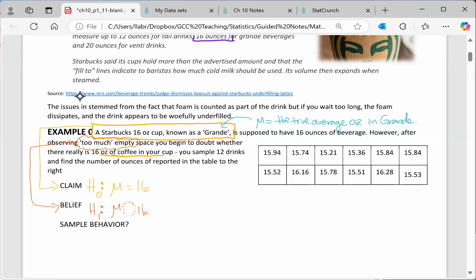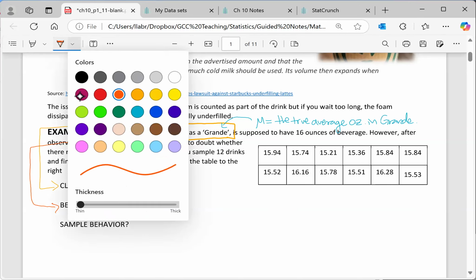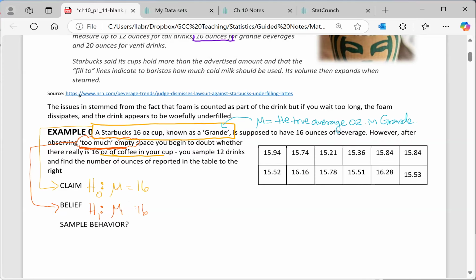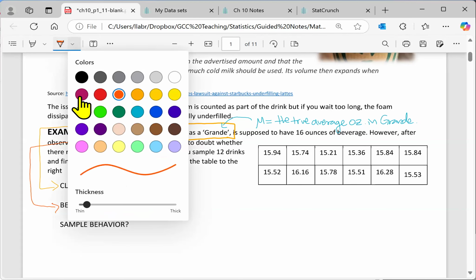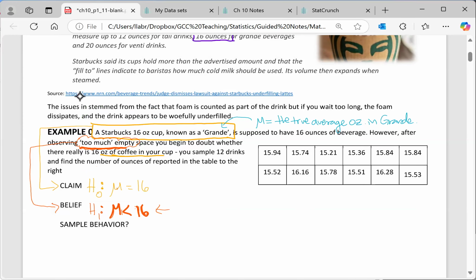Now, your belief is going to fill in this empty circle here in the middle. So what do you think is true? Starbucks says that the mean is 16. But again, we don't feel that that's true. We actually feel that there's too much empty space, which means that we don't think there really is 16 ounces on average. We think that this is smaller. So what we think is true, and again, that's because there's too much empty space, is that mu is in fact less than 16. That's what we believe. And again, this is always what you are trying to show.